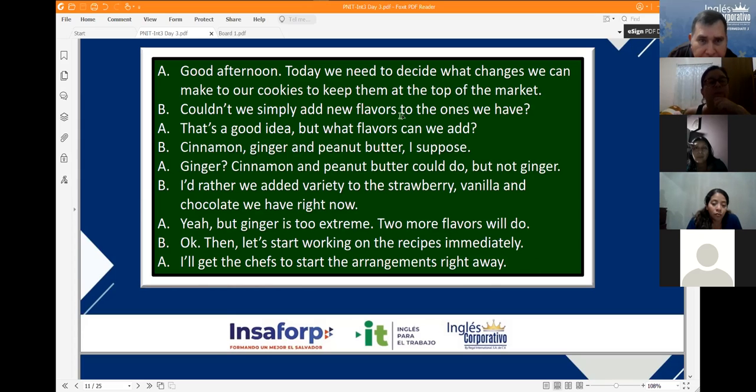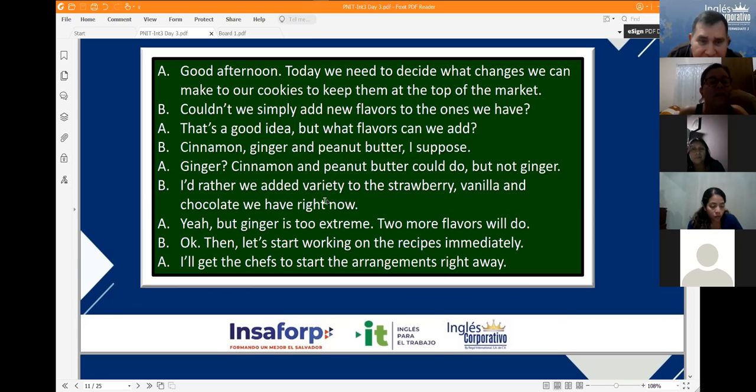Keywords: decide, changes, okay, market, cookies, simply, flavors, good idea, add, cinnamon, ginger, peanut butter, I suppose. Ginger, cinnamon and peanut butter could do. Peanut butter, cinnamon.